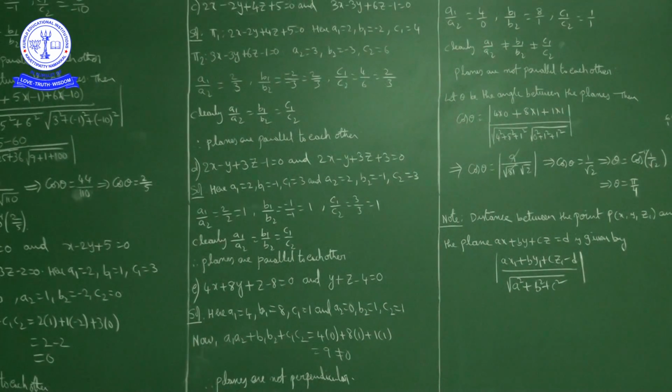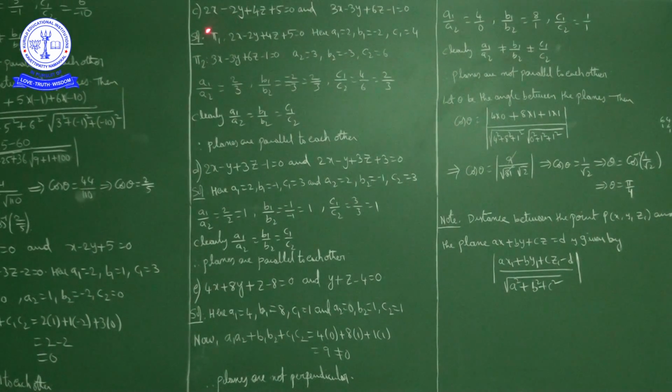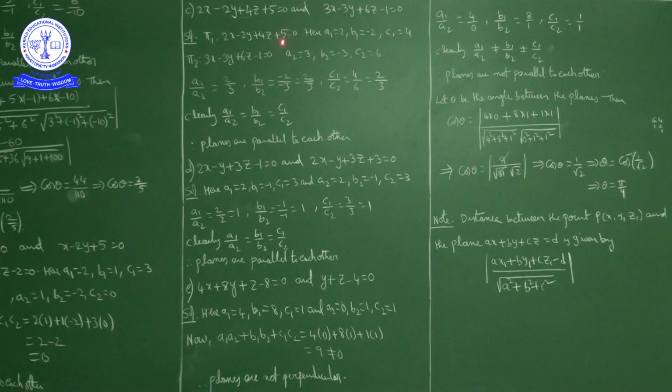So the first plane equation I will consider as pi 1. Pi 1 is 2x minus 2y plus 4z plus 5 equal to 0. Now what is a1 b1 c1? a1, the x coefficient, is 2, b1, the y coefficient, is minus 2, and c1, the z coefficient, is 4. Next plane equation: pi 2 is 3x minus 3y plus 6z minus 1 is equal to 0. So here the x coefficient a2 is 3, the y coefficient b2 is minus 3, and the z coefficient c2 is 6.